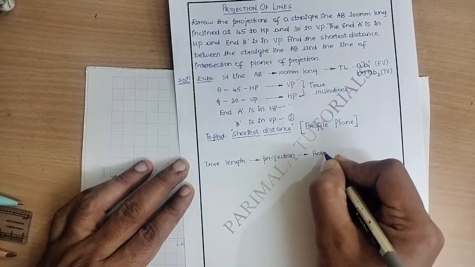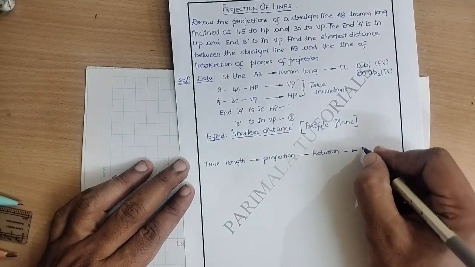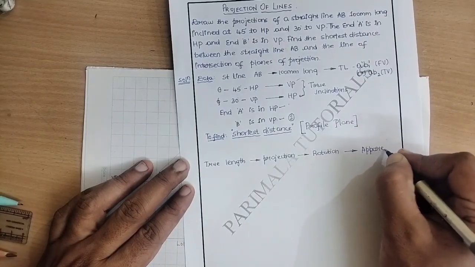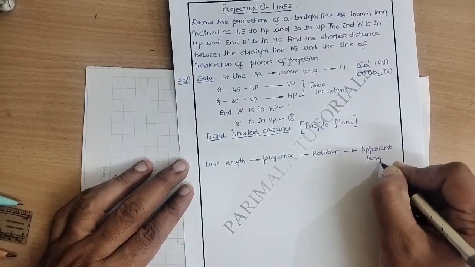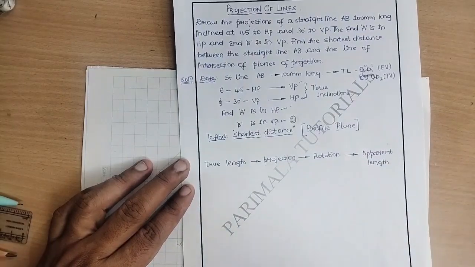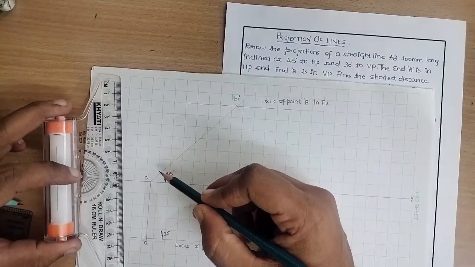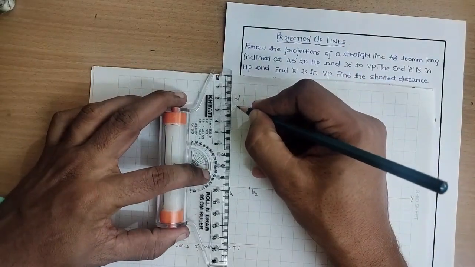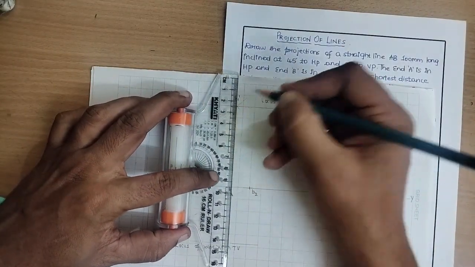And that has to be rotated. Thereby, we are getting the apparent length. Please follow this methodology to solve any projection of straight lines example. Yes, we are having a true length here. So from this intersection point, drop a projection line.